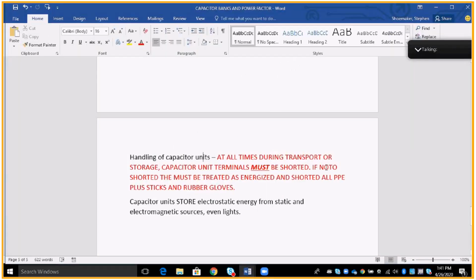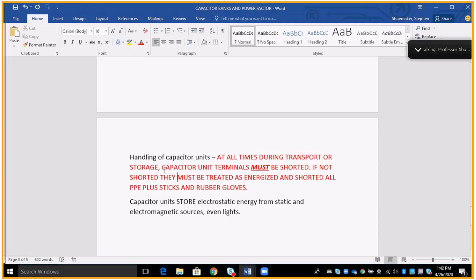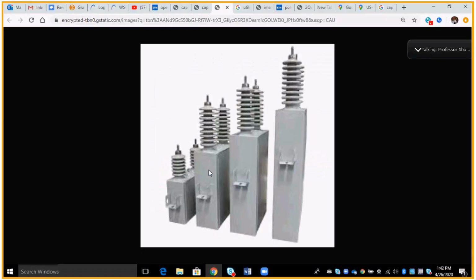If not shorted, they must be treated as energized and shorted. All PPE plus sticks and rubber gloves. So I'm not just going to go up here and think, well, nothing's on it, I'm just going to go ahead and short it out with my regular gear. You've got to treat this as energized.